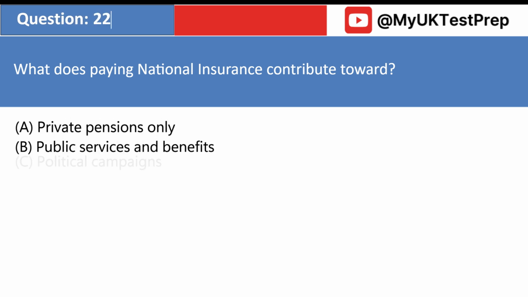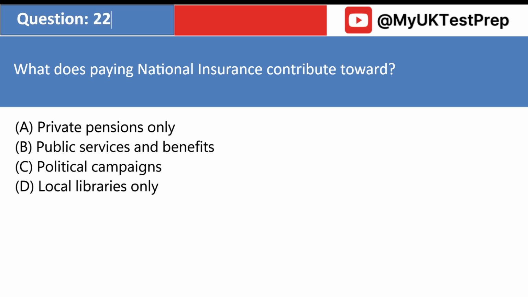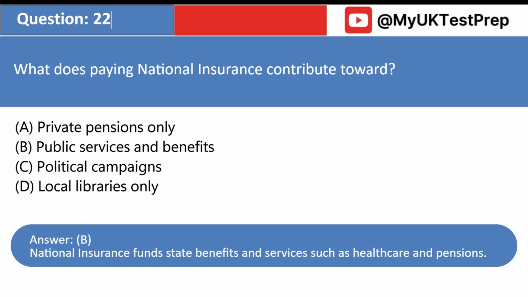What does paying national insurance contribute toward? A. Private pensions only. B. Public services and benefits. C. Political campaigns. D. Local libraries only. Answer: B. National insurance funds state benefits and services such as healthcare and pensions.